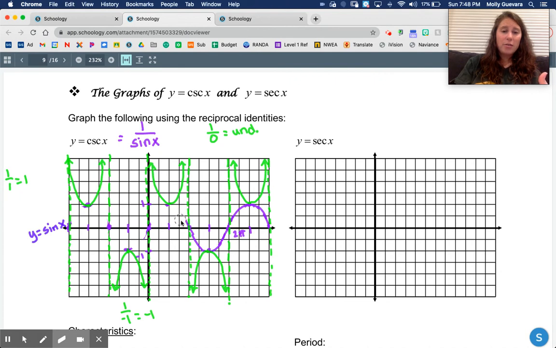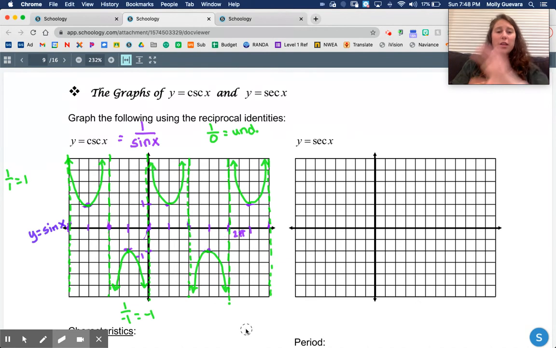And so I use sine as a guiding point for me. I know it's the reciprocal of sine, so I'm going to graph sine and then just use that as a guide. So the green graph there, that is the graph of cosecant.